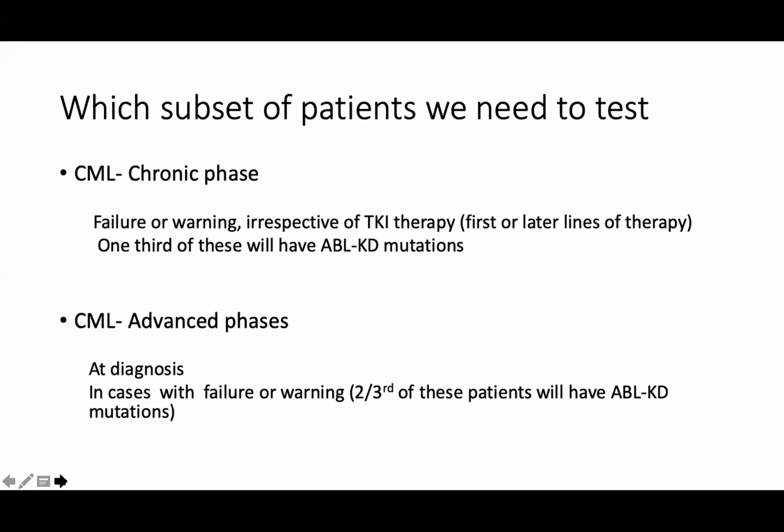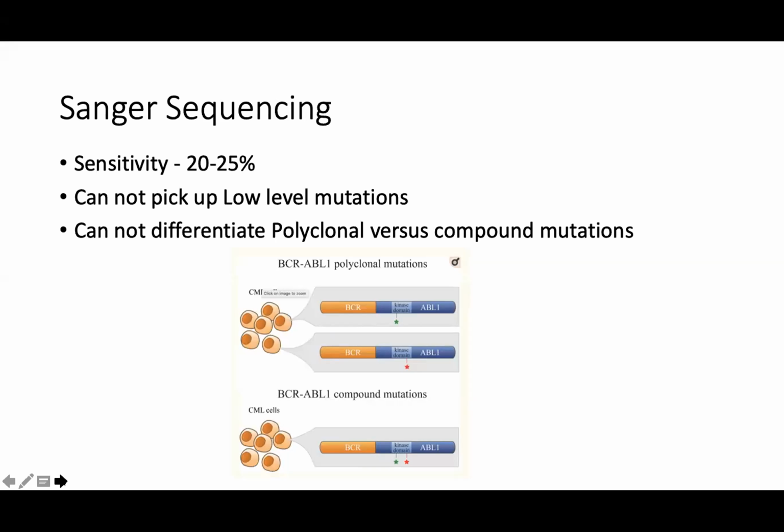If you look at the conventional methodology, 1/3 of patients who have chronic phase and 2/3 who have advanced phase disease will be picked up by these technologies as having kinase domain mutations. And this current methodology is Sanger sequencing. Sensitivity of this methodology is around 20 to 25%. That means if you have BCR-ABL transcripts with mutation at less than 20-25%, you will not be able to pick them up by Sanger sequencing. And therefore, it's not good for low-level mutation.